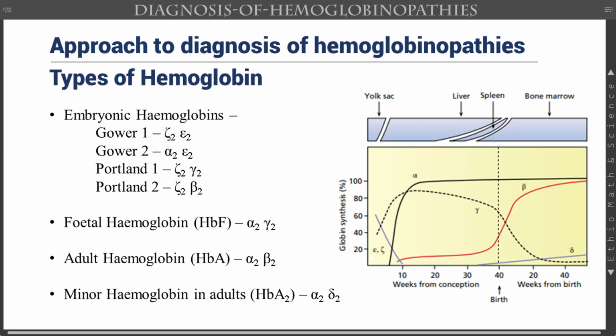Blood expresses different hemoglobins at different times. Embryonic forms include Gower 1, zeta 2, epsilon 2, and Gower 2, alpha 2, epsilon 2, and two Portland types, zeta 2, gamma 2, and beta 2. Fetal hemoglobin, written HbF, is alpha 2, gamma 2. Adult hemoglobin, HbA, is alpha 2, beta 2, and the minor adult form HbA2 is alpha 2, delta 2. The point is the chain combinations change during development, and that affects oxygen affinity and clinical presentation.